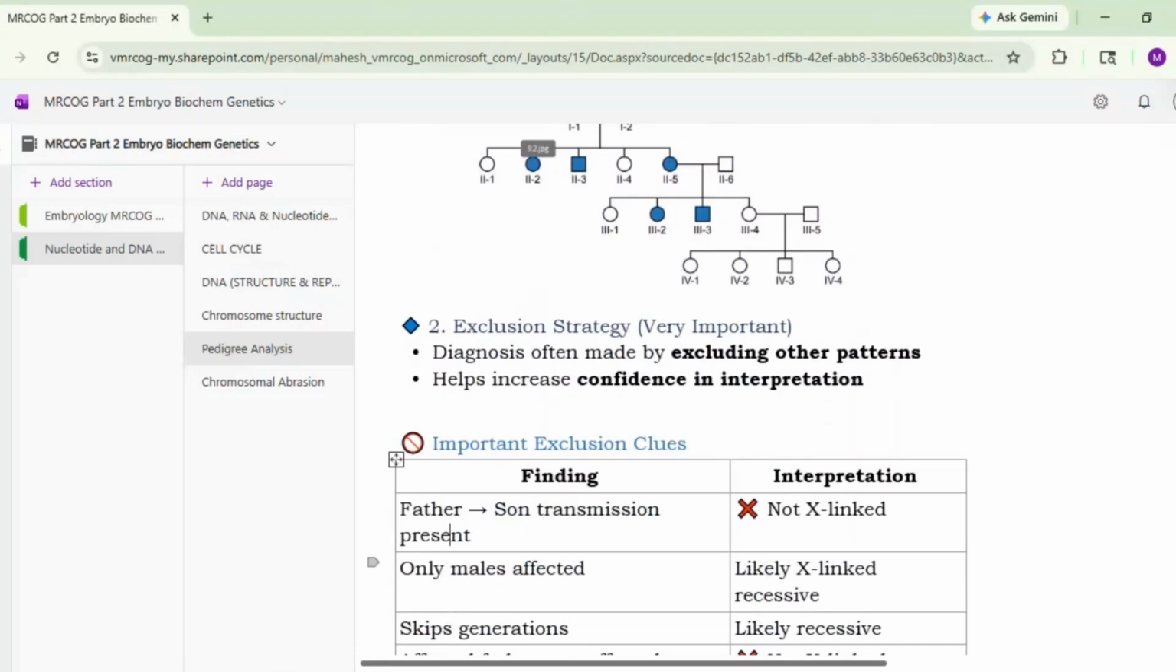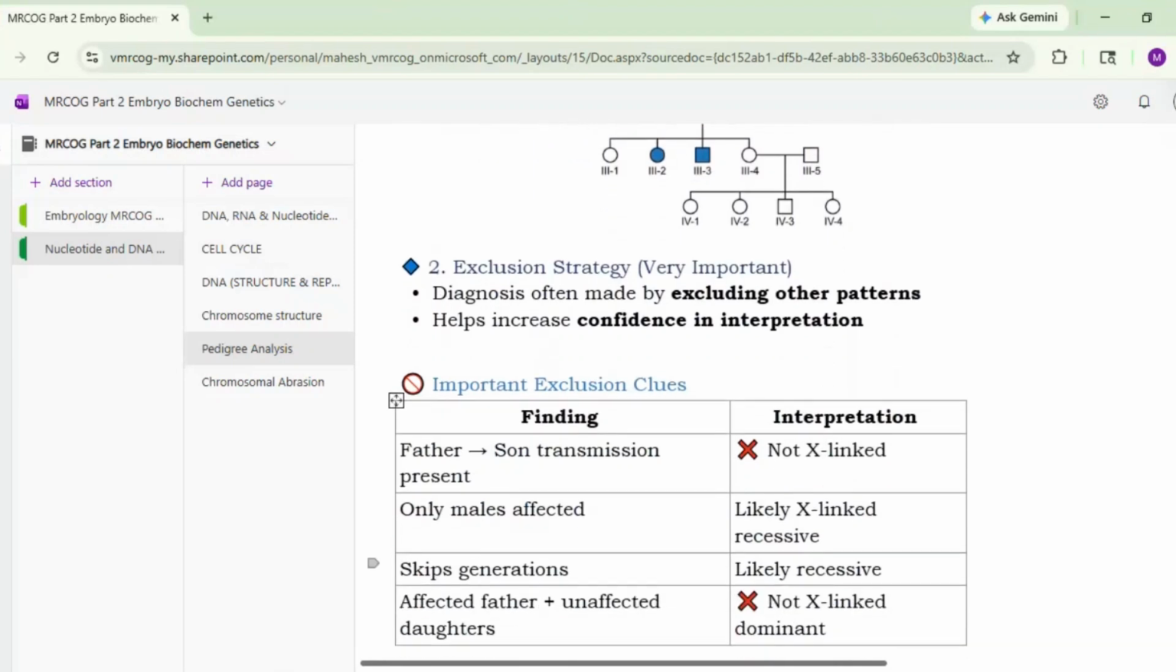If only males are affected, it is likely X-linked recessive. If generations are skipped, it is likely recessive, either X-linked or autosomal recessive. There is a skipping of the generation. If there is an affected father plus an unaffected daughter, we are not dealing with X-linked dominant. So these are certain clues you should remember when you are solving questions about pedigree analysis.